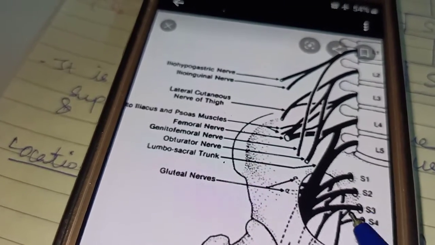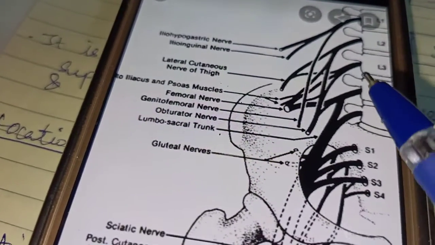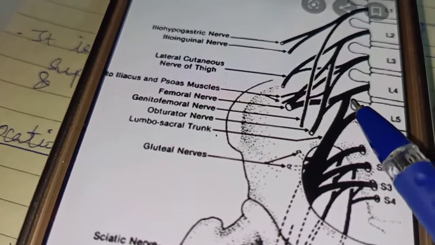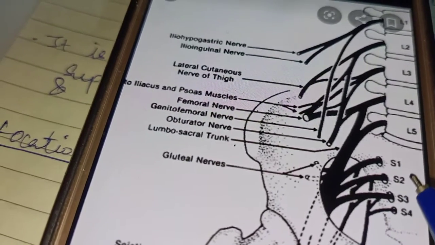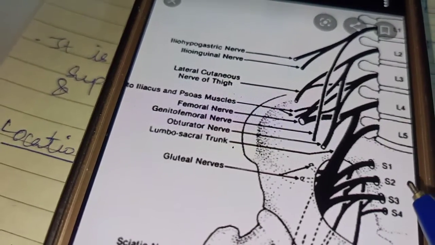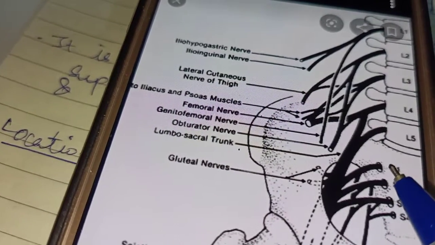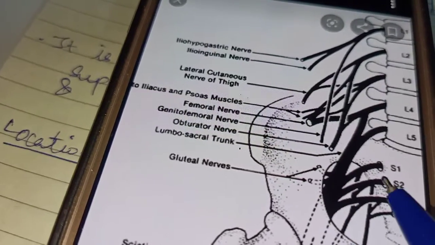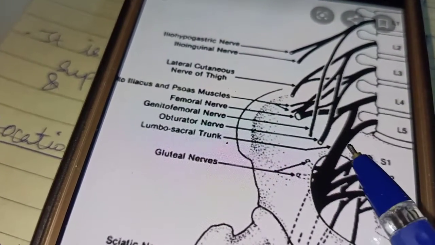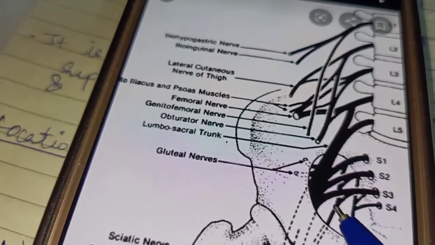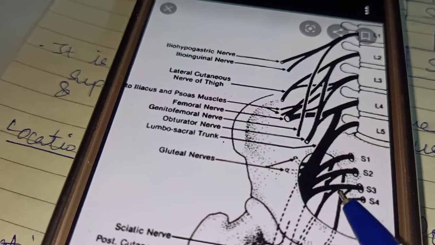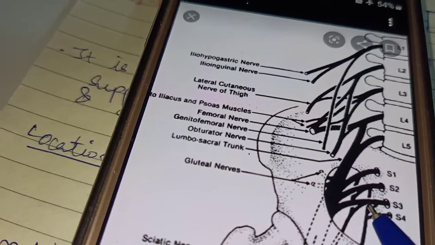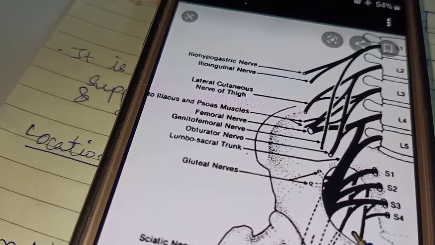form major peripheral nerves. Okay, so sacral plexus is formed by the lumbar roots L4, L5. It descends down. It will unite with the anterior rami of S1 to S4 spinal roots, and it will form the lumbosacral trunk. It will descend anterior to the piriformis in the pelvis, and it is forming the posterolateral border of the pelvic wall.